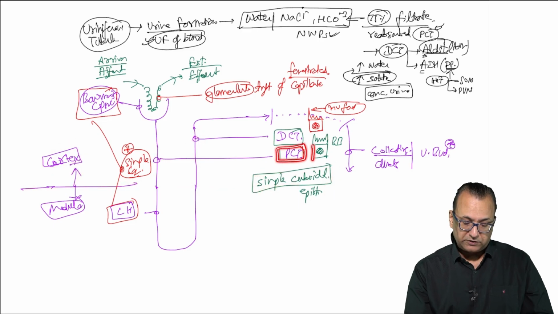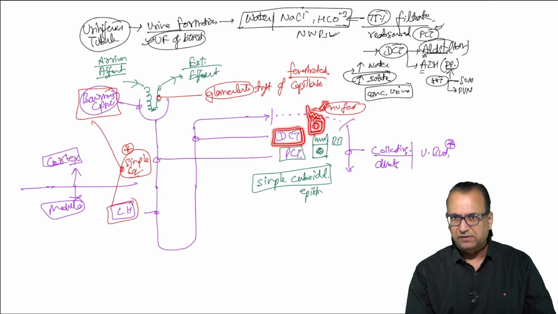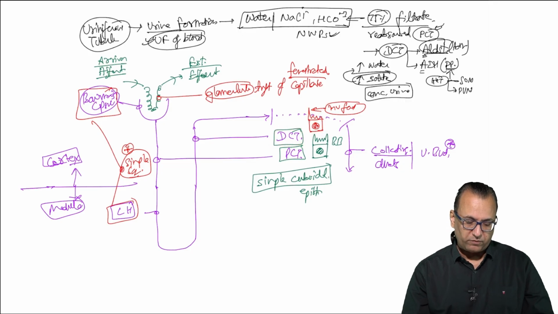The PCT is cuboidal epithelium with microvilli of unequal height, so we say brush border. But this brush border is not in the DCT, because the DCT has very few microvilli and cannot qualify as having a brush border, but it also increases the surface area of absorption. So this is some basic idea we were having.